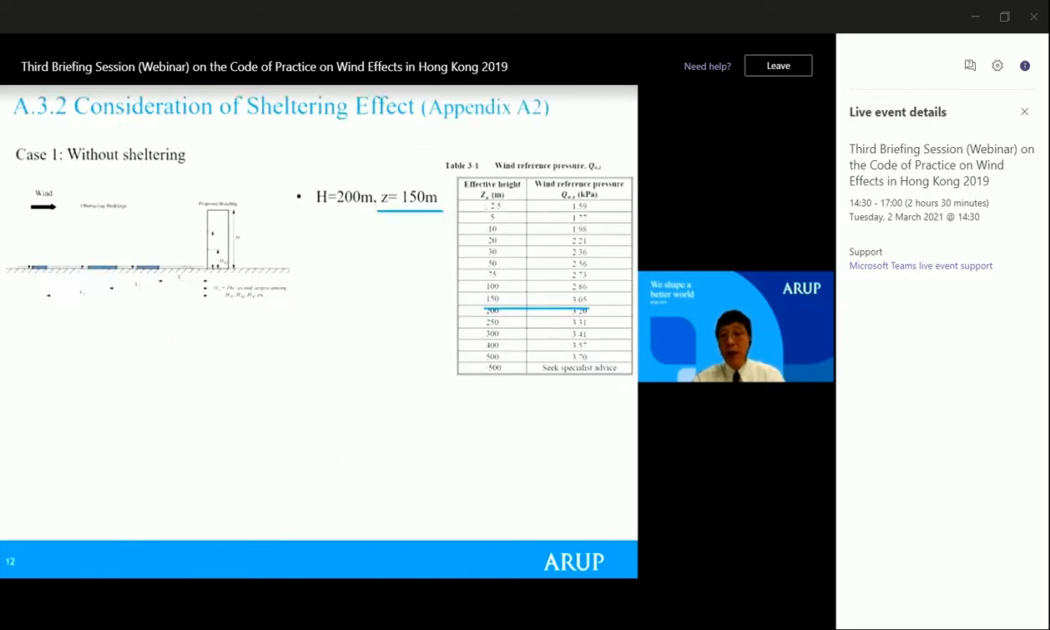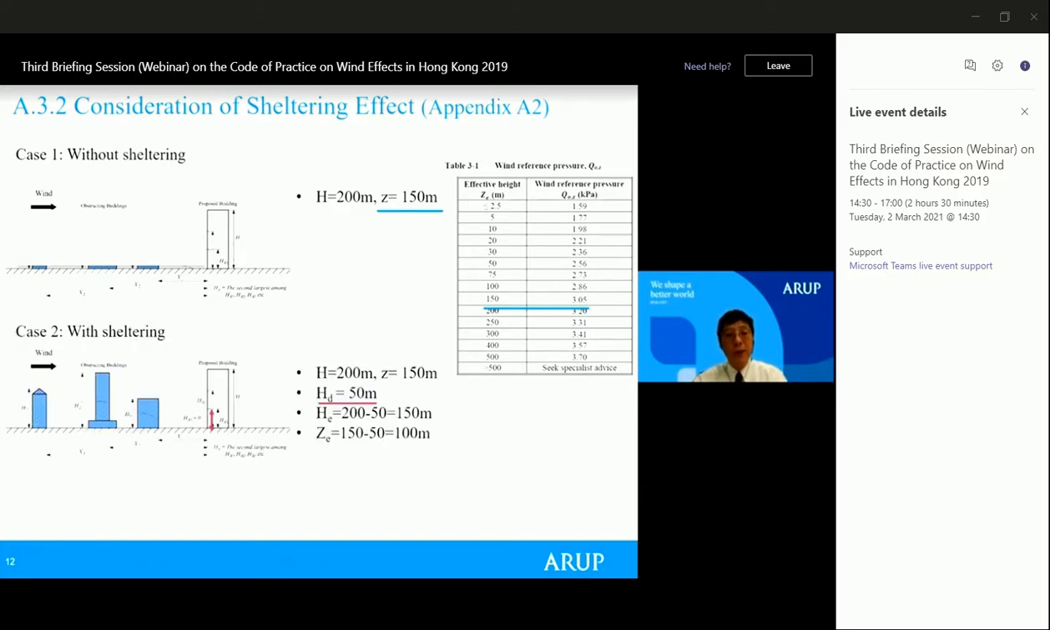For consideration of the sheltering, we'll demonstrate it with a simple example now, and it will be further discussed and explained in Part 2 of this presentation. For case one here, without sheltering, for a building of 200 meters, if you want to work out the design pressure at a reference height of 150, you can get the pressure value strictly from Table 3-1, which is 3.05.